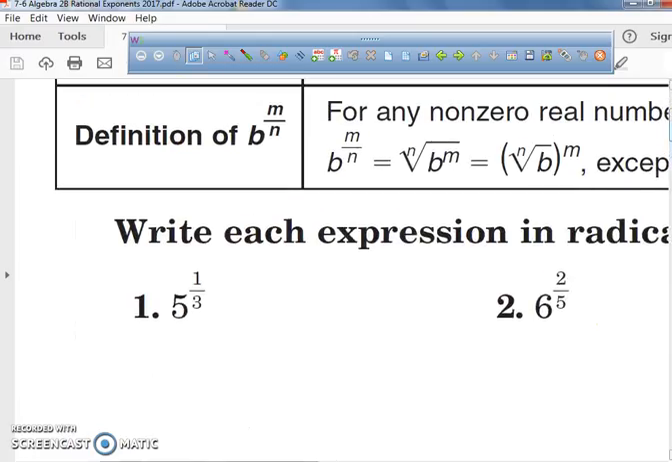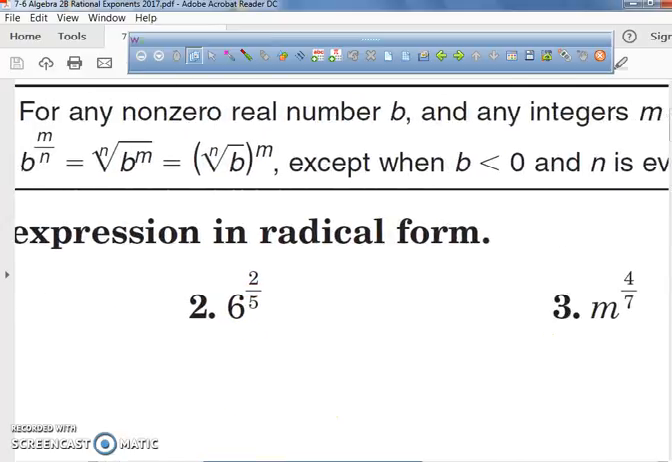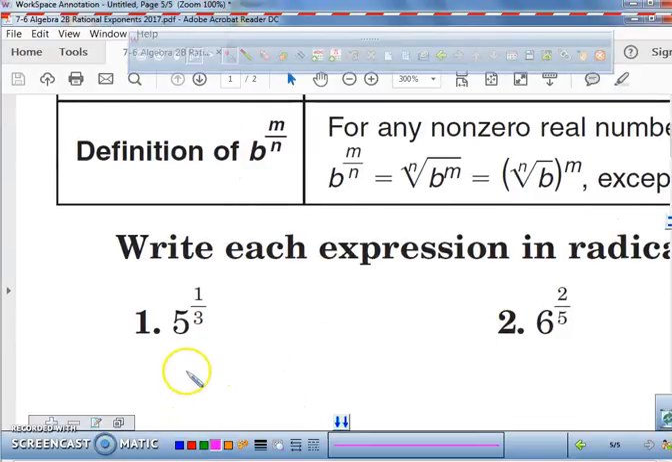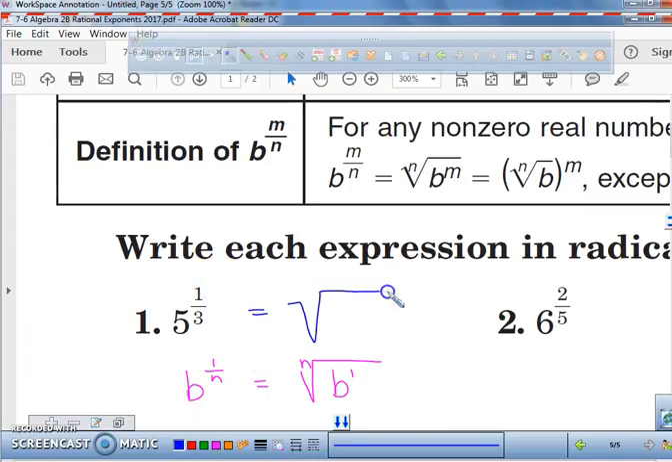So right now, let's look at some problems here. Numbers 1 and 2. It says write each expression in what? In radical form. So let's look at our form here. We've got b to the 1 over n. So that's written as the nth root of b to the first. So how would I convert this rational exponent to a radical form? I'm going to write a radical. What number is going to go in the index? 5. In the index. So by the way, this is the index.